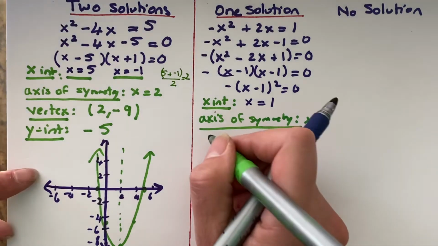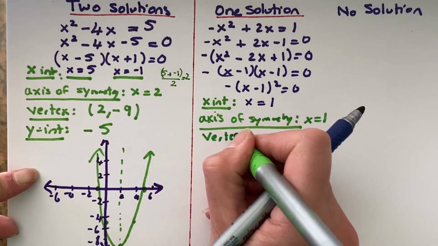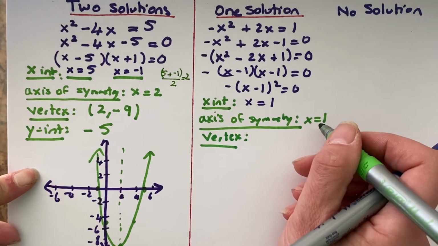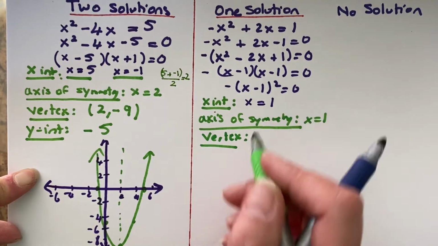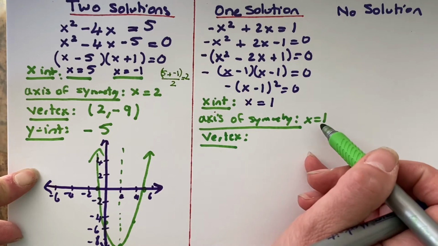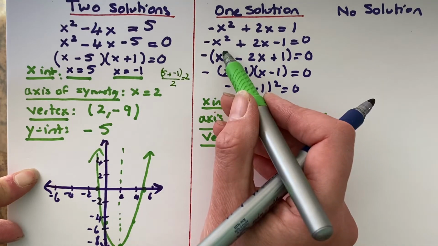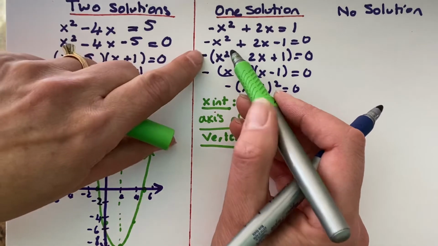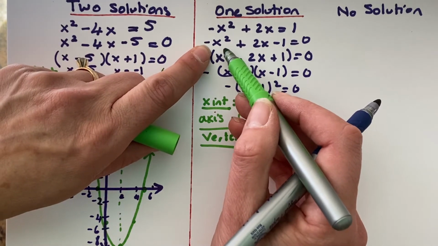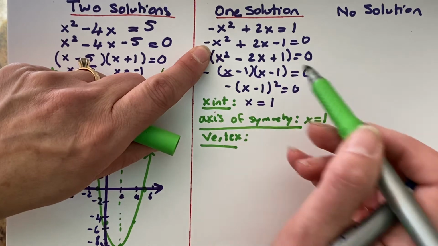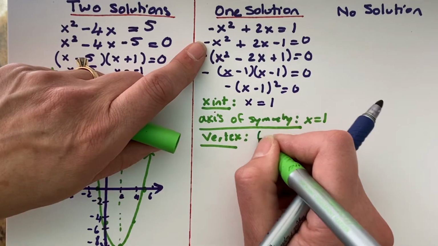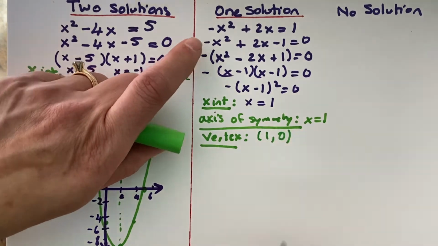It means my vertex is 1, 0, right? Because it has to be on the x-axis. And we know if you plug it in, you should get exactly that. 1 squared, -1 squared with a negative in front, right, is going to be -1, plus 2 times 1 is 2, positive 1 minus 1 is 0. So my vertex is going to be 1, 0.